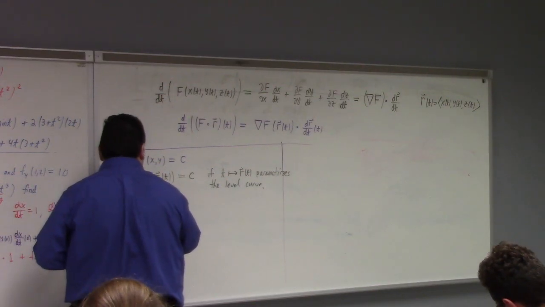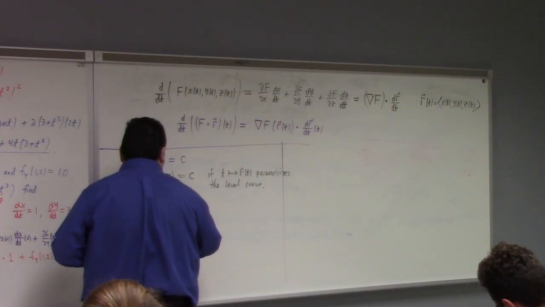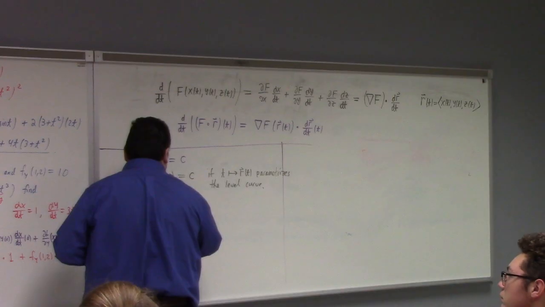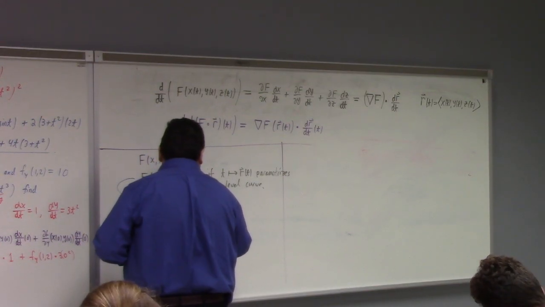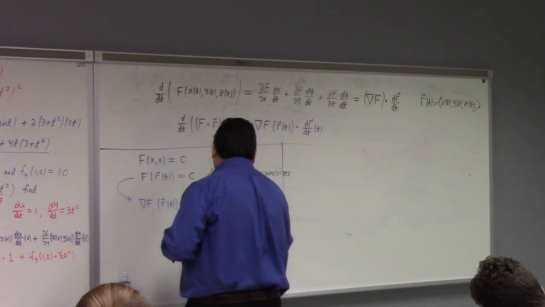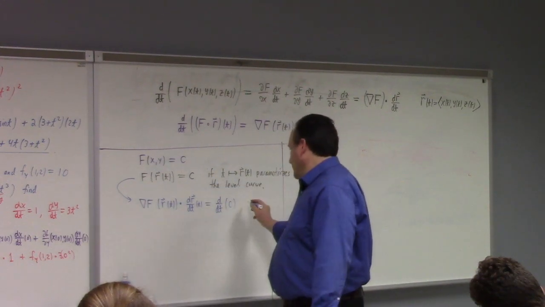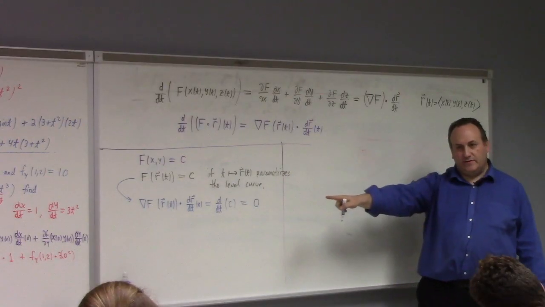If we look at this, the derivative of this is the gradient of f evaluated at r of t, right, dotted with dr dt at the point t, is equal to the derivative with respect to time of a constant. What's the derivative of a constant? 0. What does this say about the geometry?